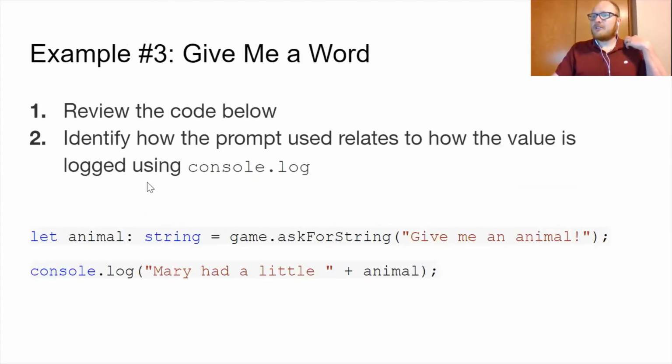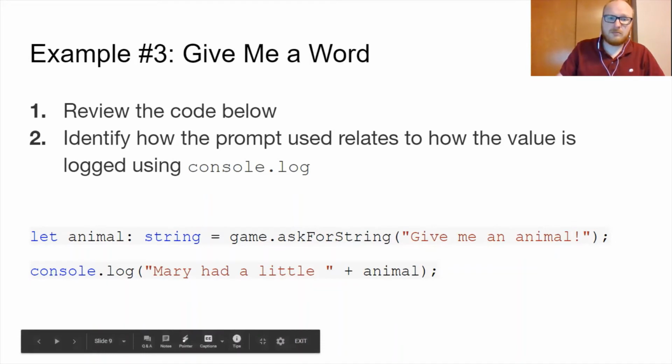So example 3 is called give me a word. Review the code below, identify how the prompt used relates to how the value is logged in the console. So now I have let animal, which is a string, equal game.askForString, give me an animal. So what is going to be displayed in the console log if I have, in quotes, Mary had a little plus animal? What will be displayed in the console log?